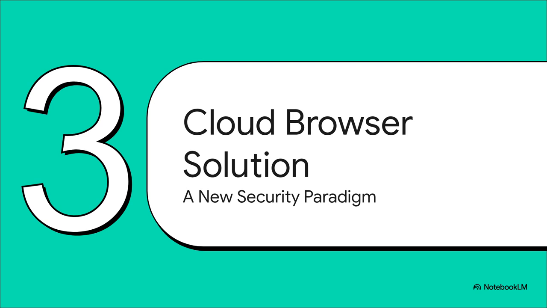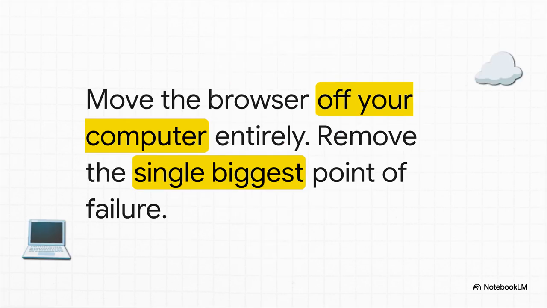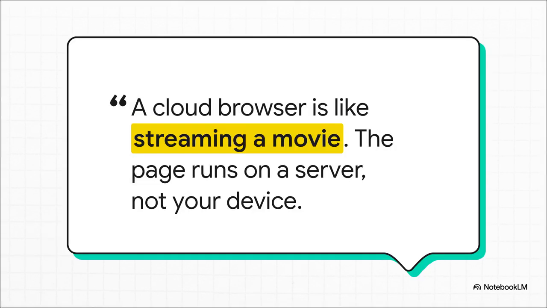Enter the cloud browser. So after all that, the fingerprinting, the local traces, the simple fact that your own device is vulnerable, what's the modern answer? How do we actually fix it? The solution is actually kind of brilliant in its simplicity. You take the browser and you move it off your computer completely. You just remove the biggest risk factor, your own machine, from the equation altogether. The best way to get your head around this is to think about streaming a movie, right?